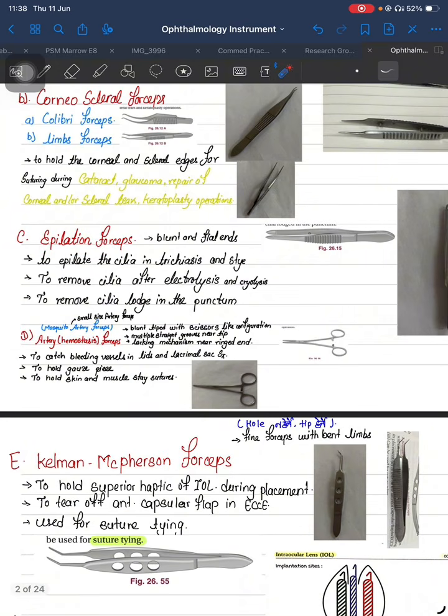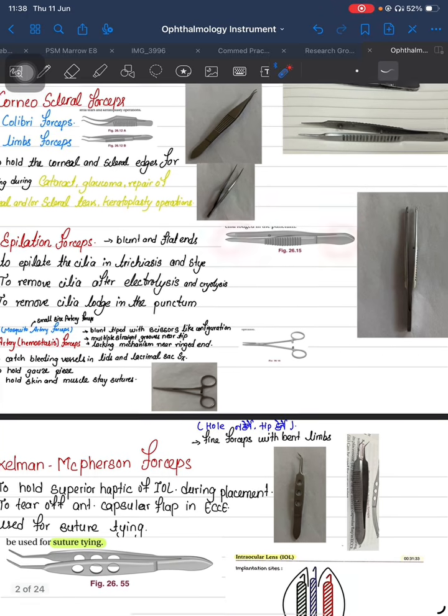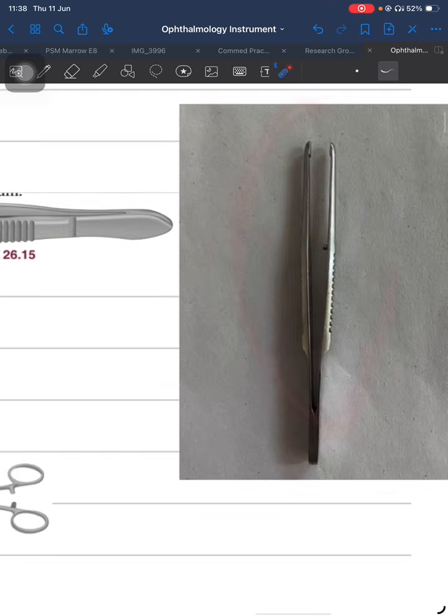And now let's discuss the epilation forceps. As you know, epilation means to remove the cilia. Epilation forceps consists of two ends. One is the flat end, and one is the blunt end. This one is the epilation forceps, which is shown in the picture.